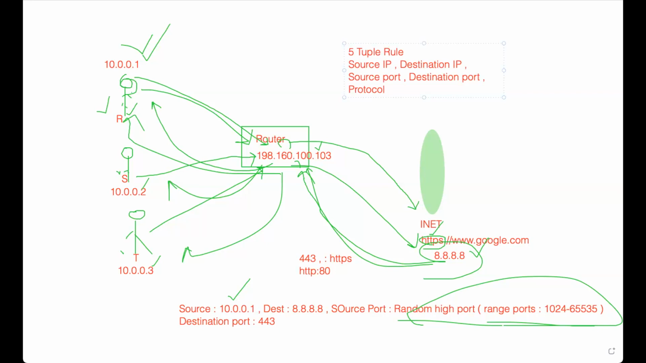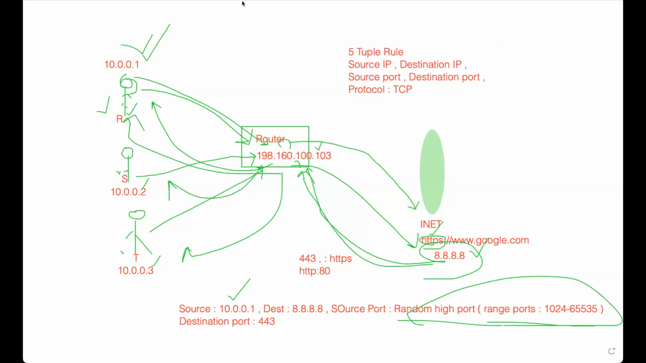TCP? Yes, this is TCP because we want to have a reliable communication between the source and destination. This is not something like voice or video where we would use UDP. We want to get the content of the data of google.com, so we use TCP here. Correct. So that is the 5-tuple rule. It will contain source IP, destination IP, source port, destination port, and protocol TCP.